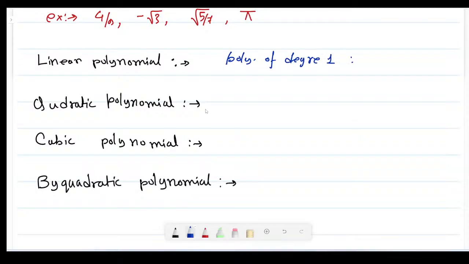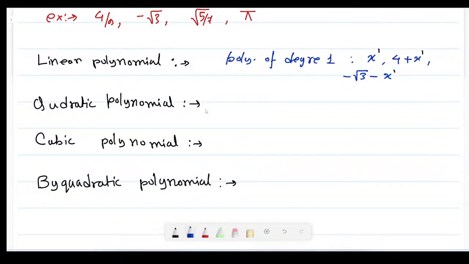As an example, it may be x, it may be 1/4 plus x, it may be minus root over 3 minus x. So in this algebraic expression, we can see the variable x only, and the constant term also. But the highest power of x in every expression is 1. Like here it is 1, here it is 1, here it is 1. So these all are polynomials of degree 1. So these are the examples of linear polynomial.